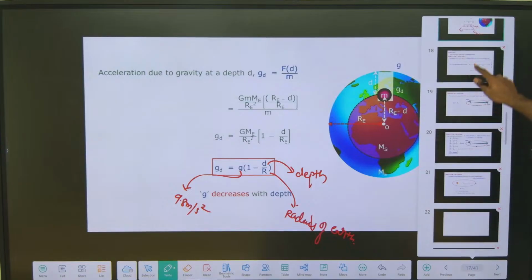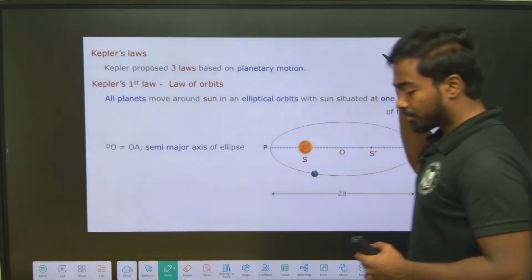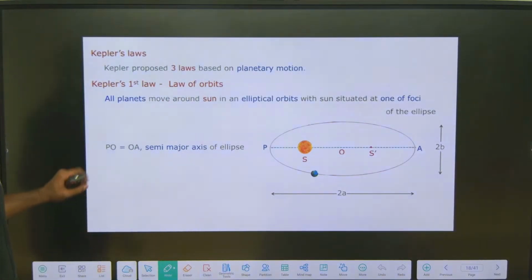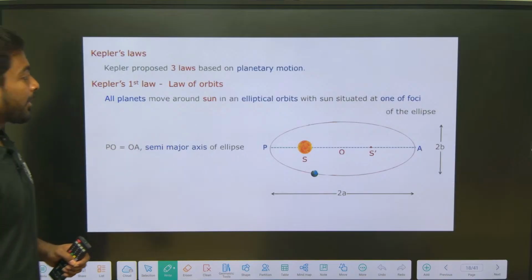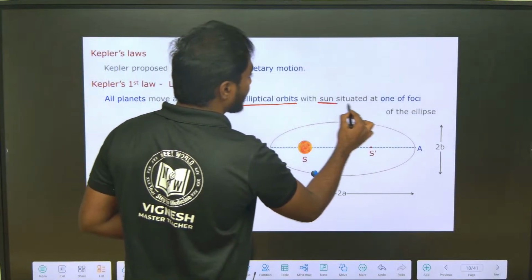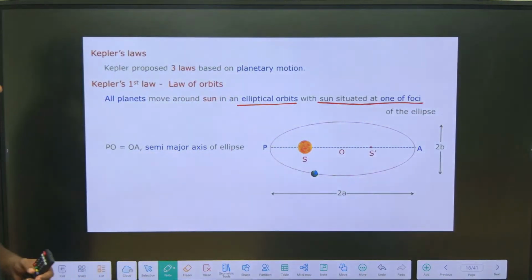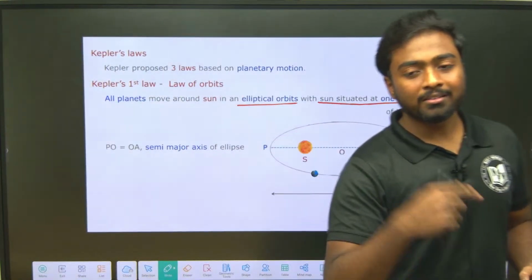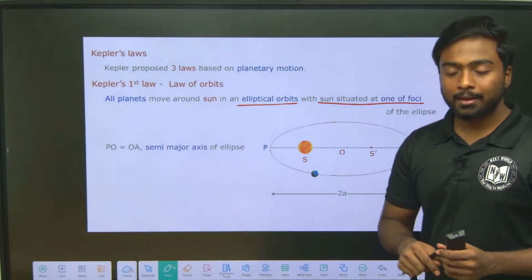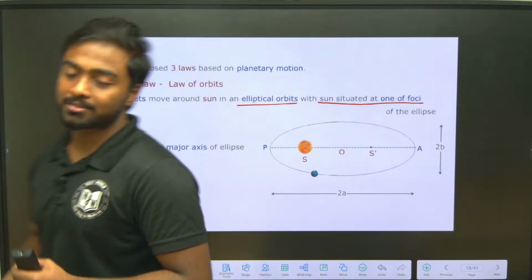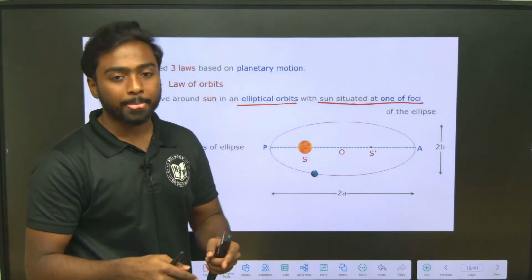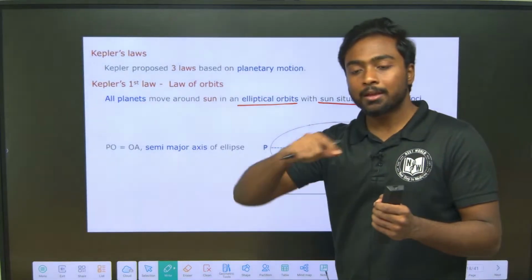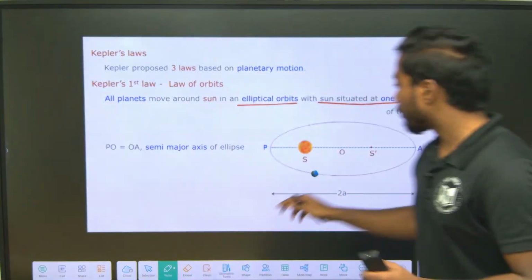So next one we will see Kepler's laws. So Kepler introduced 3 laws. The first law which we are going to see is: all planets move around the sun in elliptical orbit with the sun situated at one focus of the ellipse. So in an ellipse, all sides will not be equal. There will be a bulge side and there will be a less bulge side also. It's not equal like a circle. When I talk about a circle, the distance from the center to the surface will always be equal, but here it will not be equal, right.